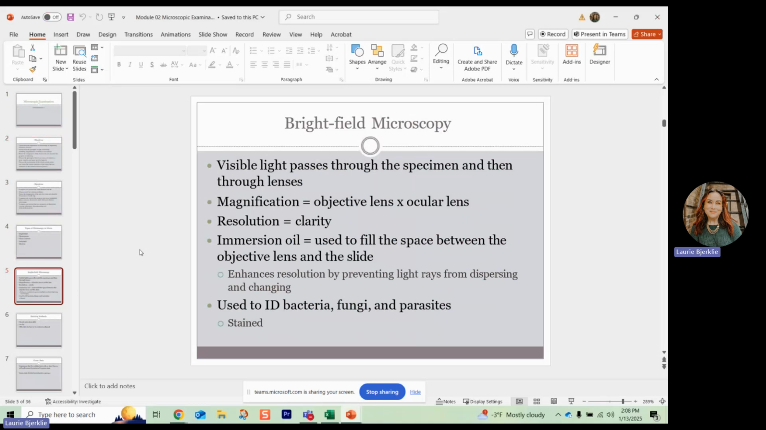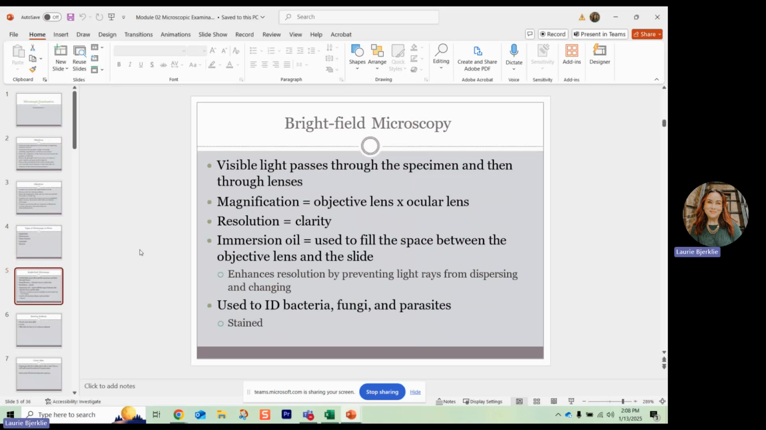Resolution is a term that just means clarity, how much detail you can see on whatever you're looking at under the microscope. How clear is it? How fine-tuned are those details that you're able to see? That is the resolution. So those are both terms that you should definitely know and take away.